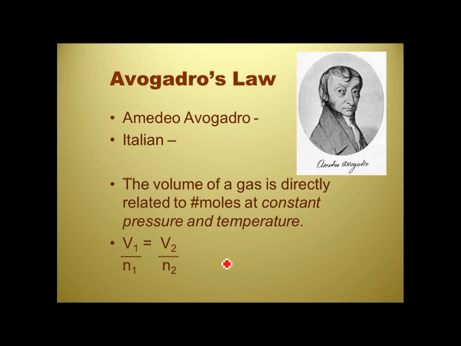Avogadro, as you already know, is an extremely intelligent Italian man. He has come up with the idea that 1 mole should have a certain number of particles in it, and he's credited with that. We know Avogadro's number. He's also credited with this law about gases. What he basically said is that the amount of space taken up by a gas should be directly related to the number of moles.